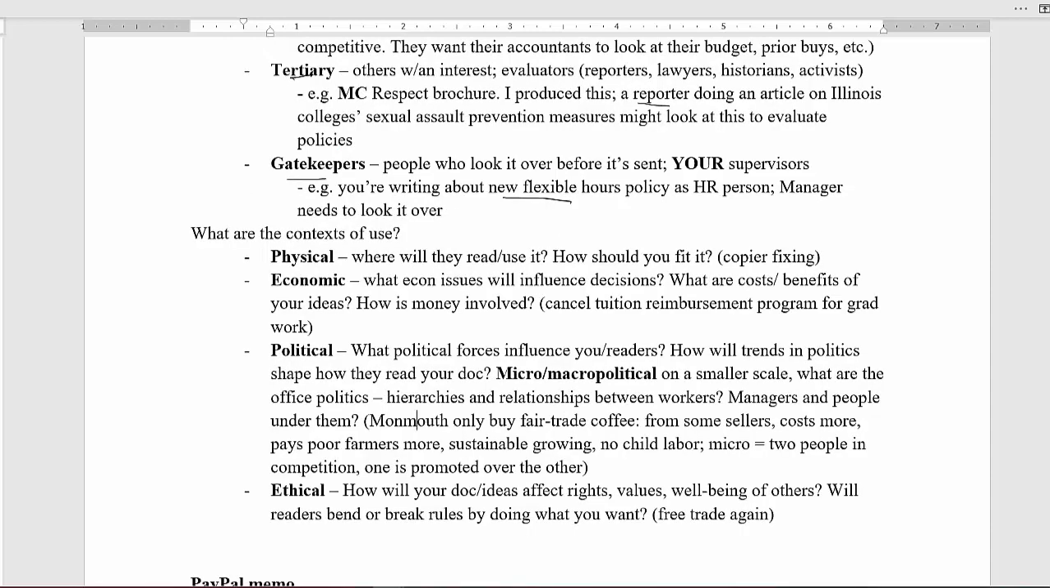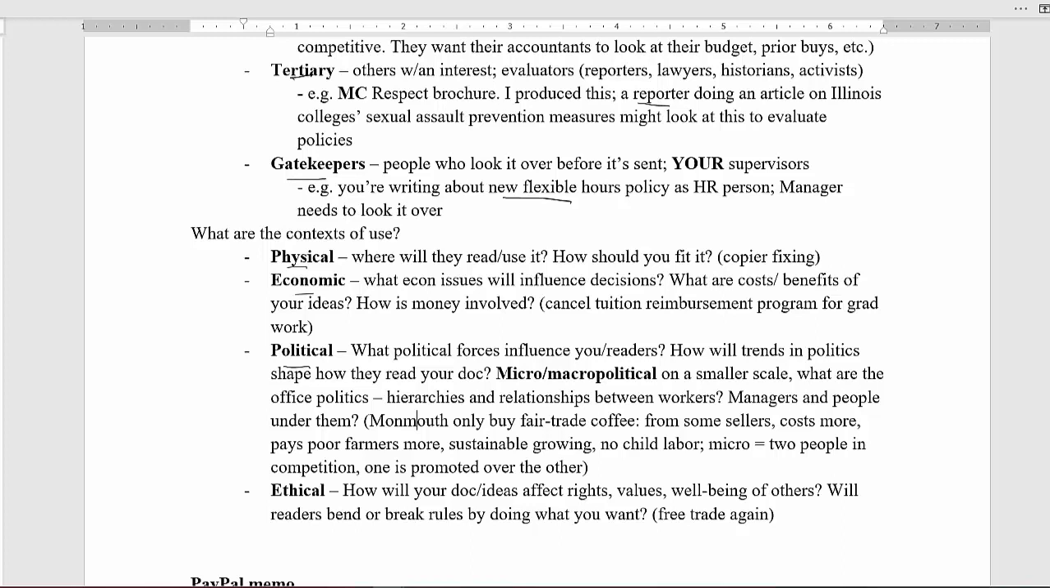Also, you need to think about the contexts. And we talked about context a couple of weeks ago, but context can be a number of things. The physical environment. Where will this person read this? How will they fit it in with what they already know? Economic. What economic issues are going on that influence the decisions that are being made? What are the costs and benefits of the ideas? How is money involved? So on and so forth.